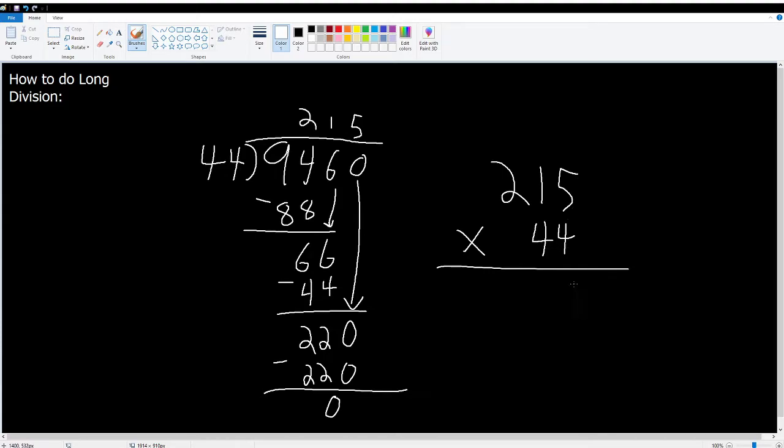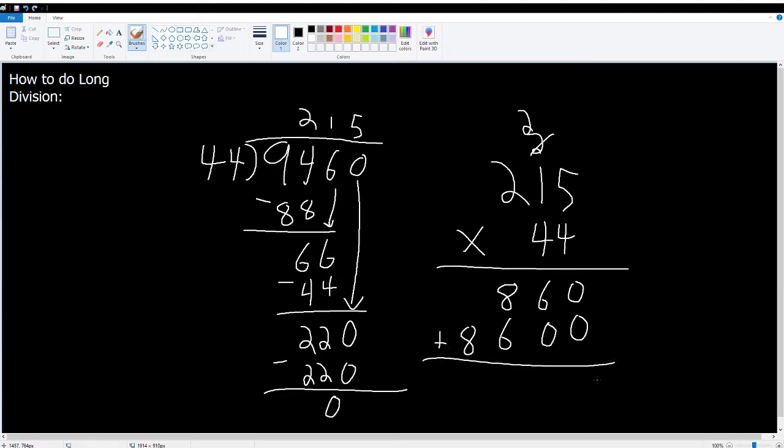So 4 times 5 is 20. 4 times 1 is 4, plus 2 is 6. 4 times 2 is 8. Okay. Cross that out. Put a 0 here. 4 times 5 is 20. All right. 4 times 1 is 4, plus 2 is 6. 4 times 2 is 8. You would add. Right, so you get back 9,460.